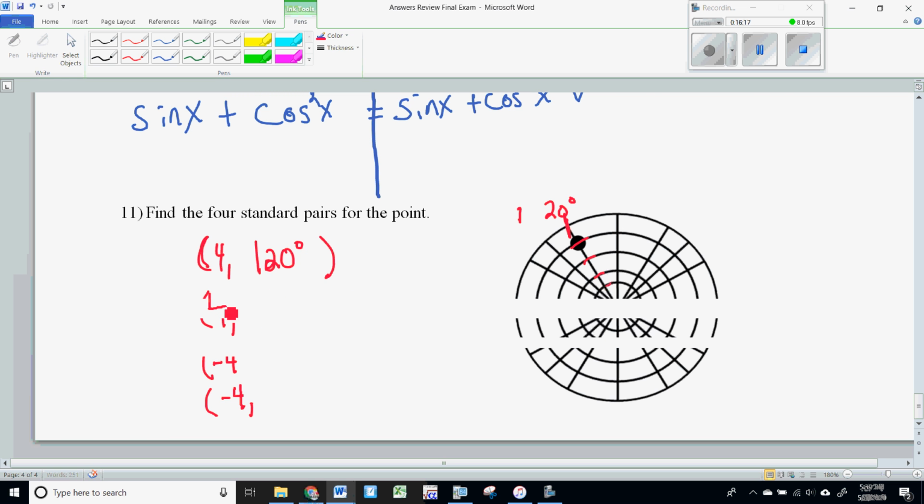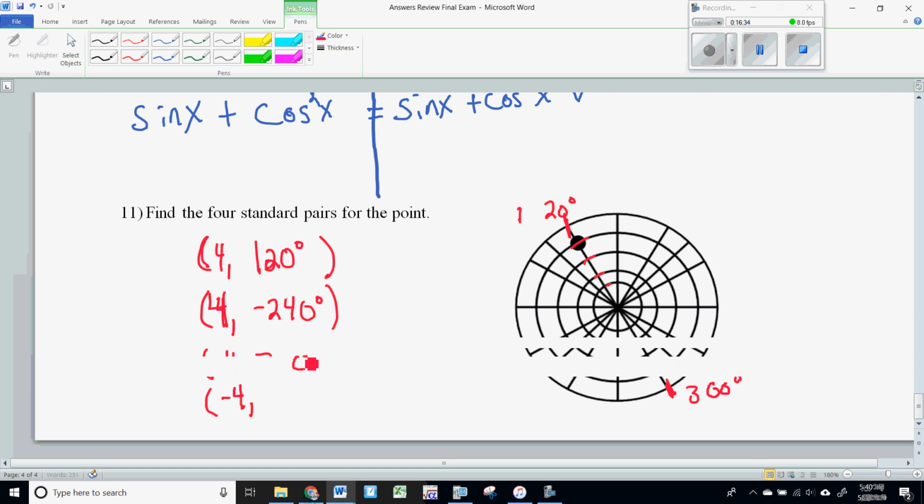Or we could write that as 4, -240. Our other angle would be down here at 300. But then when we go back, that's going to be -4, 300. Or if I do that as a negative angle, it will be -60. So there are our answers for our polar coordinates.